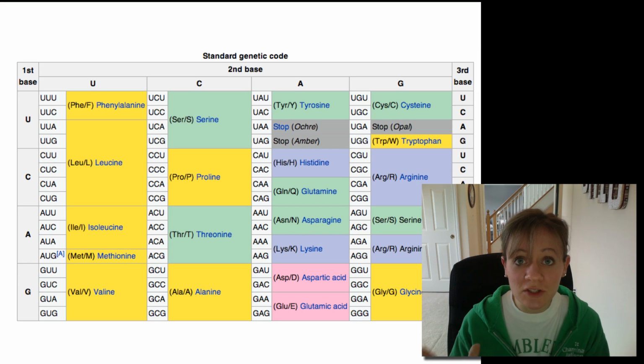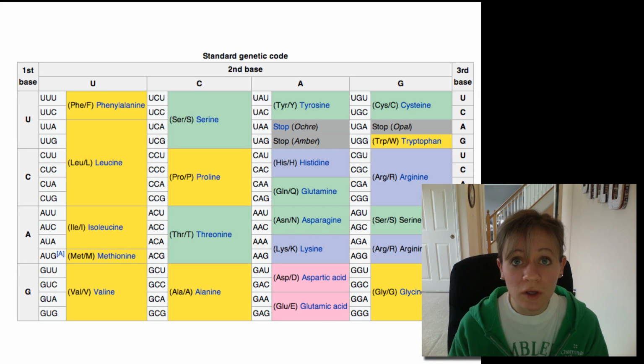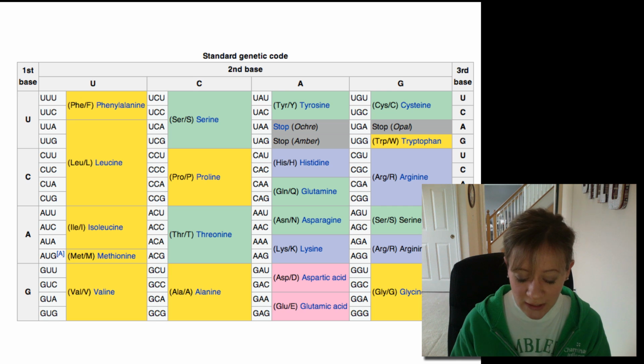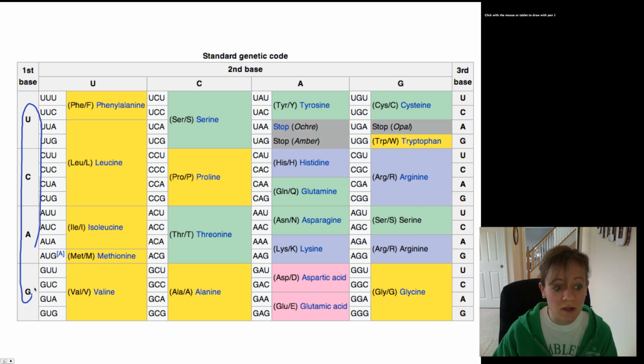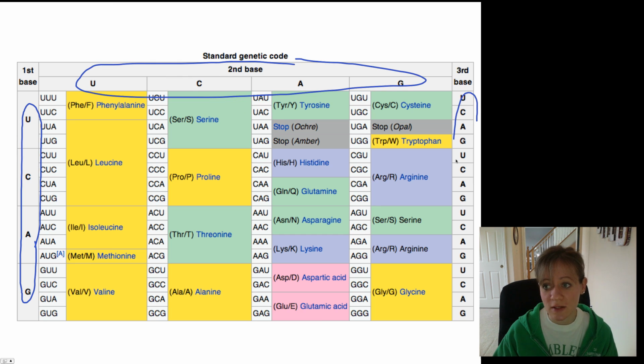So here is the genetic code in a chart form, and we're going to learn how to read this in class and use it in class. But basically what you see along the edges here, this is the first base of the codon, this is the second base of the codon, and this is the third base of the codon. So let's start with that AUG. Remember I said that was a really important codon to know.